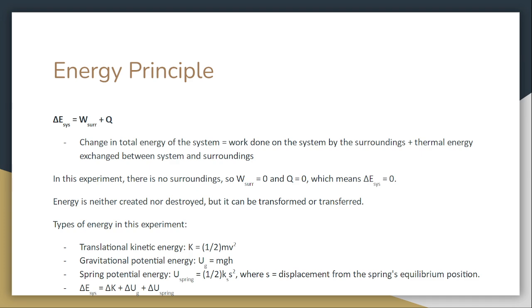It also states that energy is neither created nor destroyed, but it can be transformed or transferred. There were three types of energy in this experiment: translational kinetic energy, gravitational potential energy, and spring potential energy.